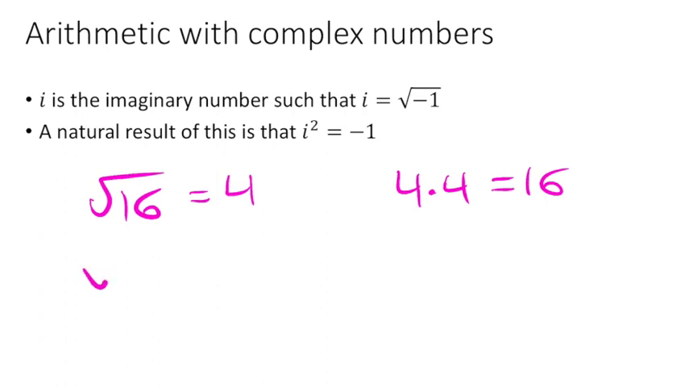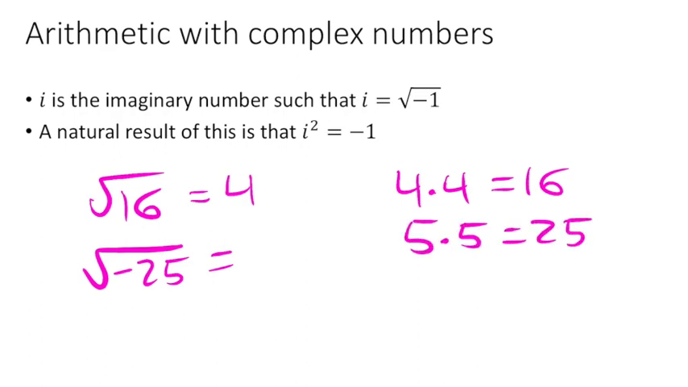However, if I'm trying to make the square root of negative 25, I can't, because there is no number that multiplied by itself equals negative 25. If I took 5 times 5, I'd get 25. If I took negative 5 times negative 5, I'd still get a positive, because negative times negative equals positive. So there's no way to multiply a number by itself to get back a negative.